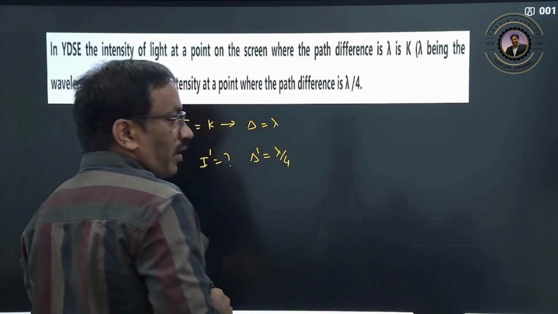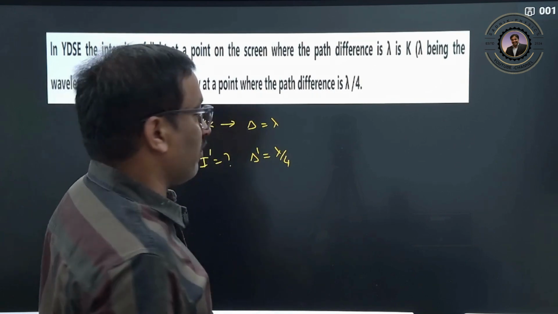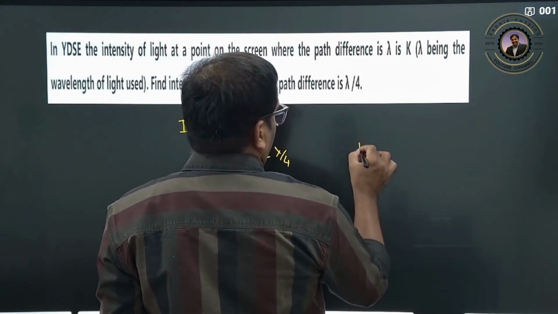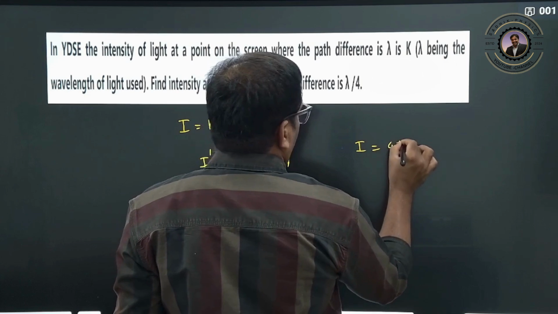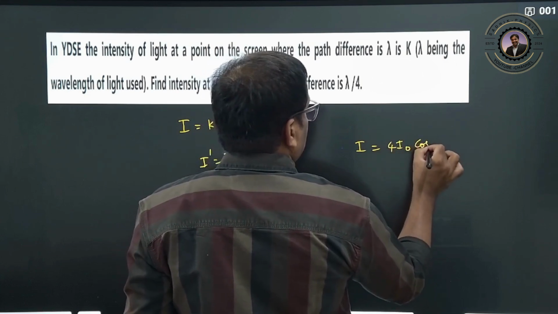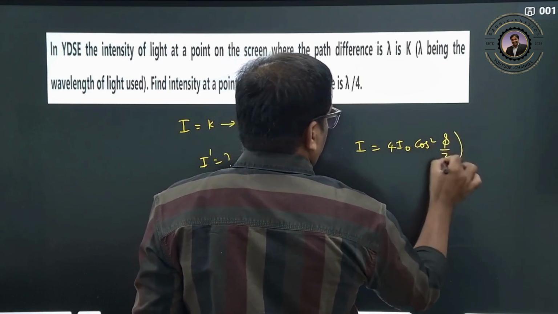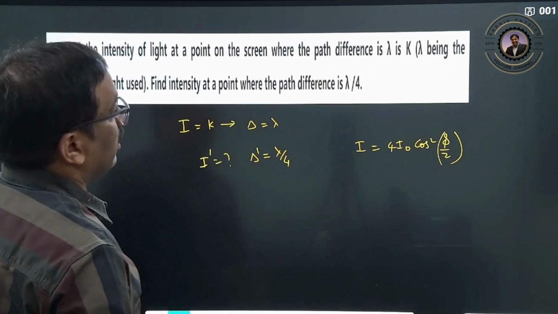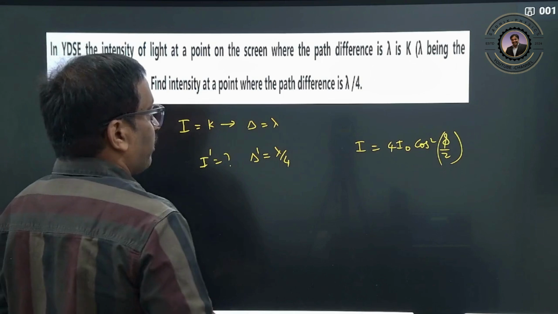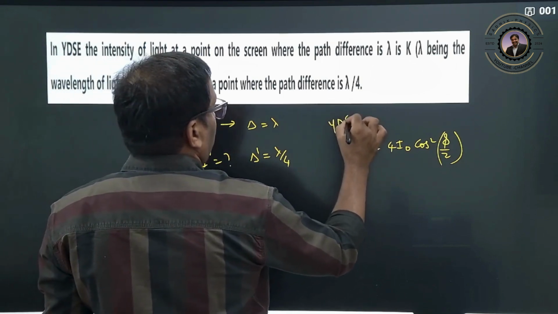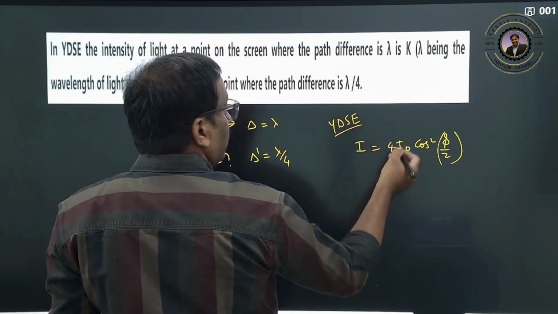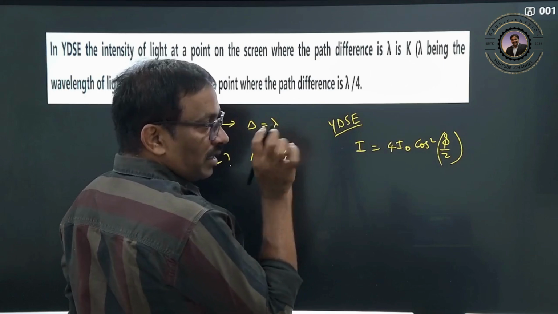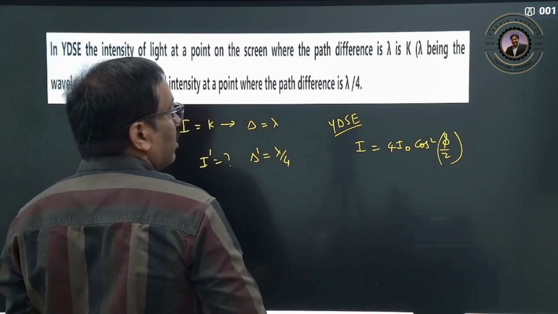In the interference concept, I already discussed that if the amplitudes are the same and the intensities are the same, what will be the formula? Intensity is nothing but 4I naught cos square phi by 2. This is the intensity relation for our YDSE. We use this formula when the intensities and amplitudes are the same, that is, the slit sizes are the same.